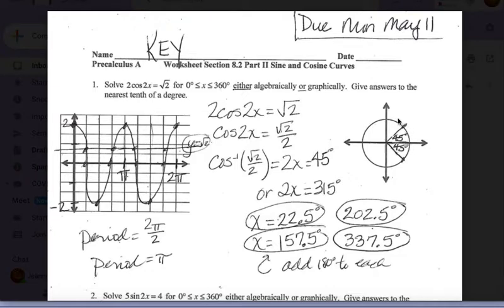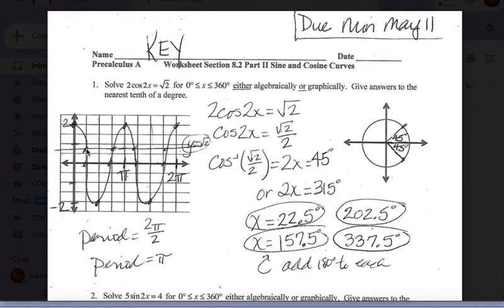Also, cosine is positive in quadrants 1 and 4. So in quadrant 4, my reference angle will be 45 degrees. So that's a 315 degree rotation, but that's twice my angle measure too. So I have to cut those both in half. And since the period of this function, I put it in radians for some reason, since the period of this function is 2 pi over 2, or pi, that's 180 degrees. That means this repeats itself every 180 degrees.